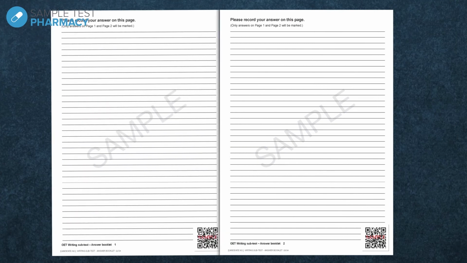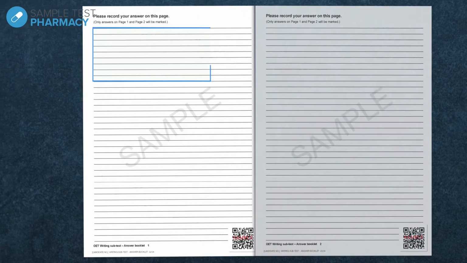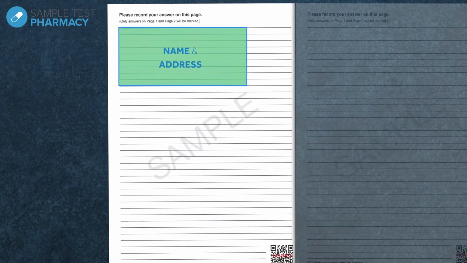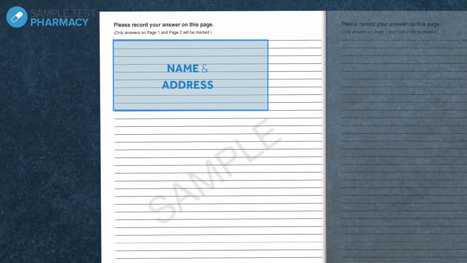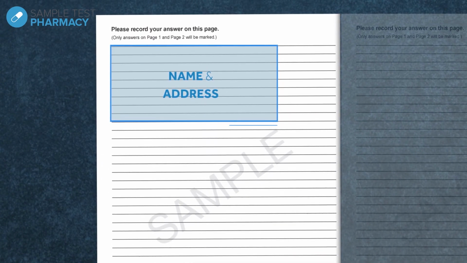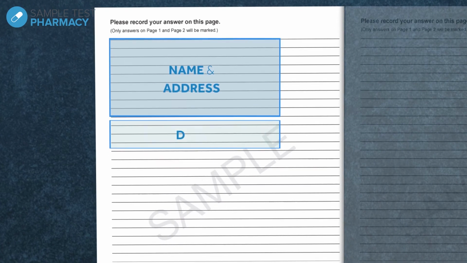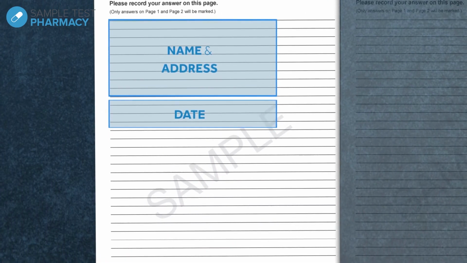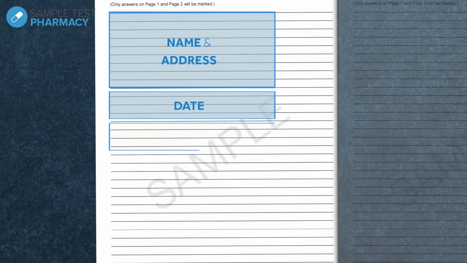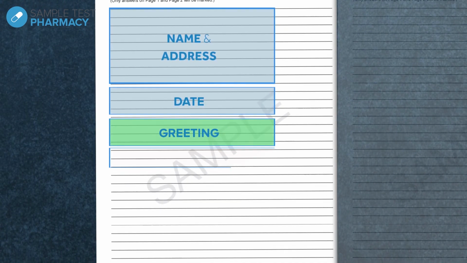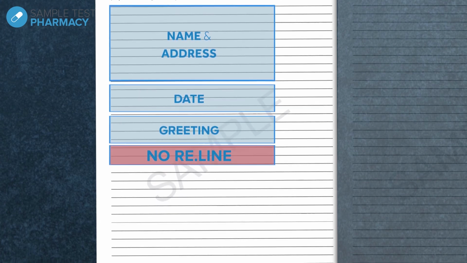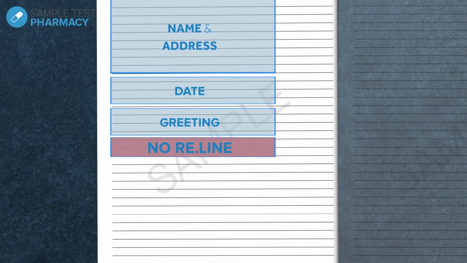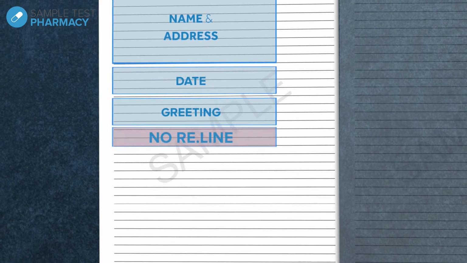Opening my answer booklet, I'm going to start with the reader's name and the address, which I can copy directly from the writing task. Underneath this, I will add the date, which is today in the case notes, 30th of August 2019. Next comes my greeting, Dear Mr. Davidson. There is no need for an RE line when writing to a patient, so this is omitted.